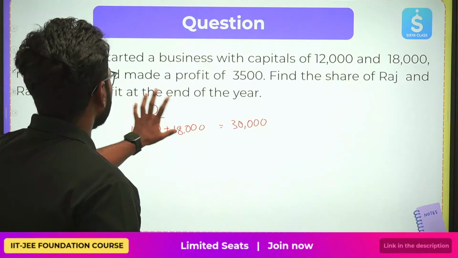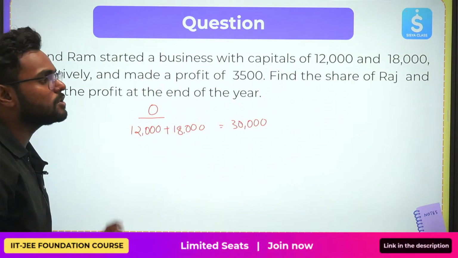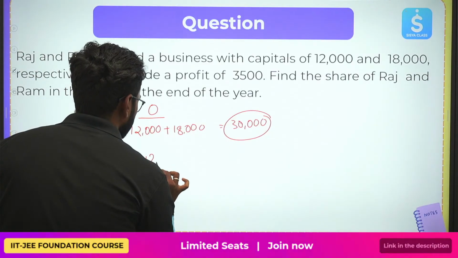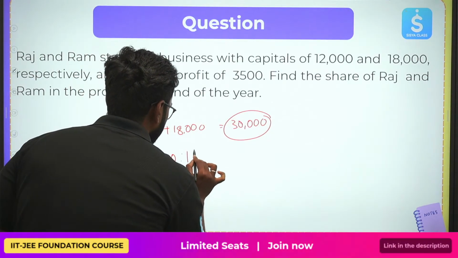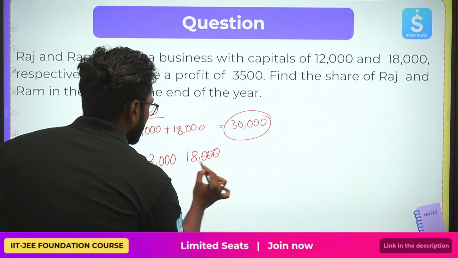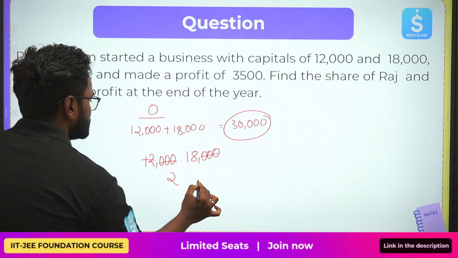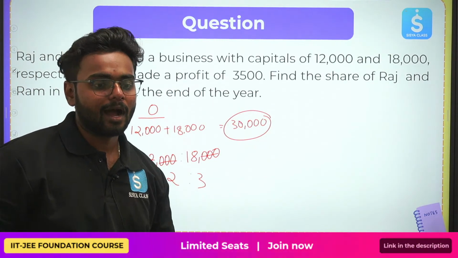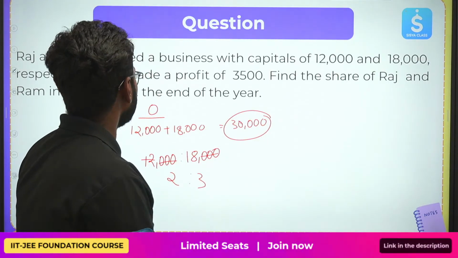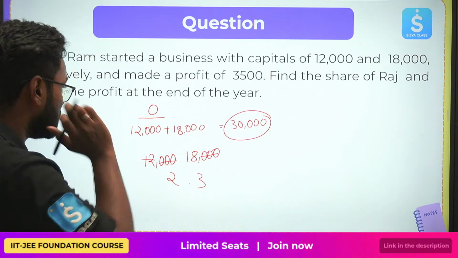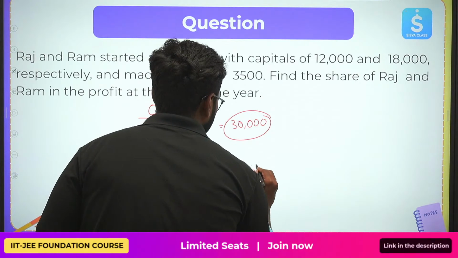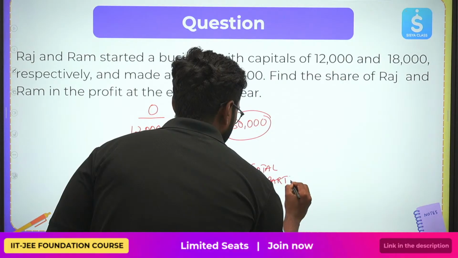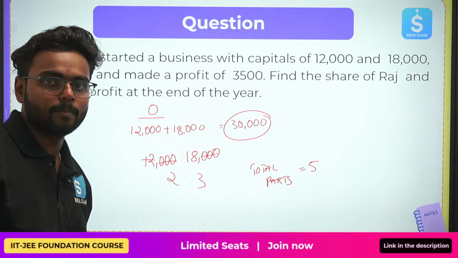Now, this is the total. In what ratio are they investing the 30,000? In the ratio of 12,000 to 18,000. That should be 6 2s are 12 and 6 3s are 18. They are putting up money in the ratio of 2:3. Raj is putting 2 parts of the total money and Ram is putting 3 parts of the total money. So the total number of parts would be 5.